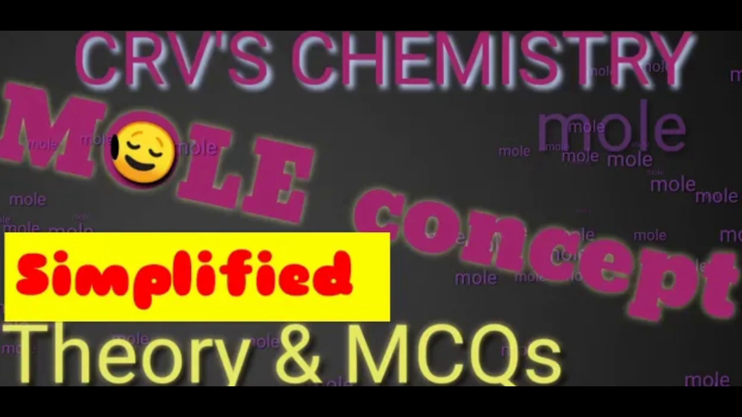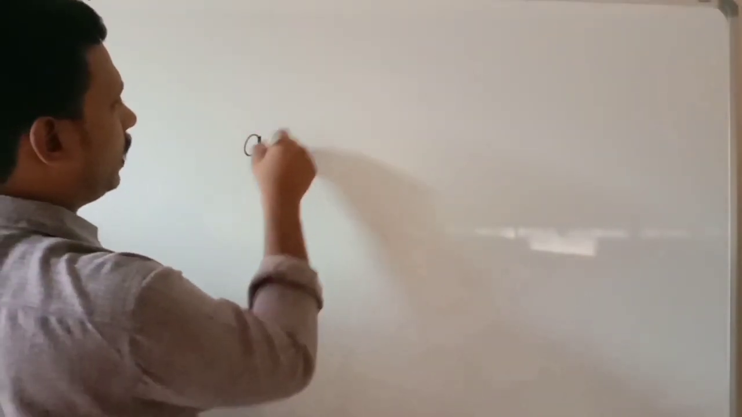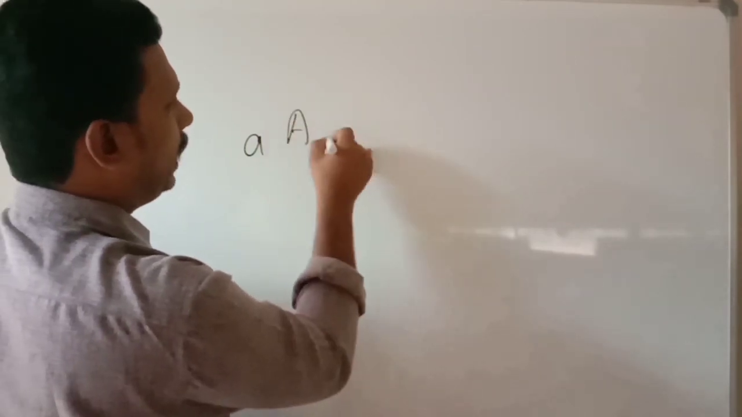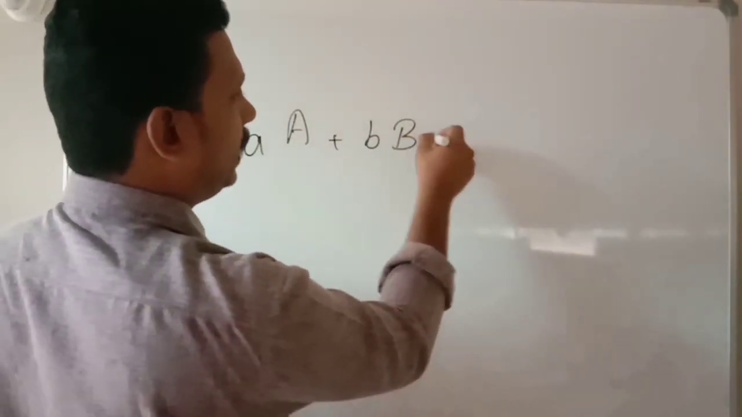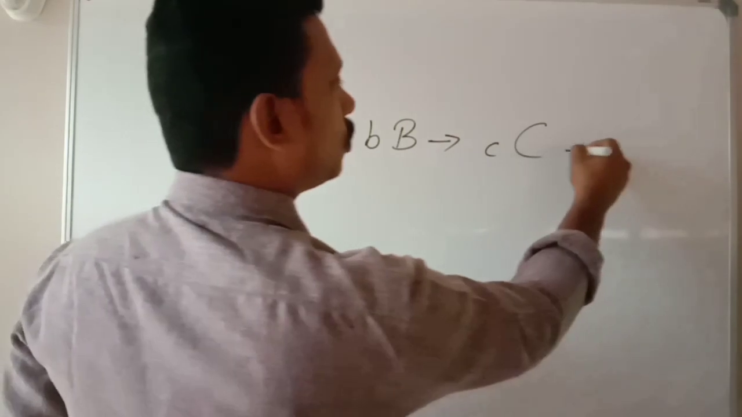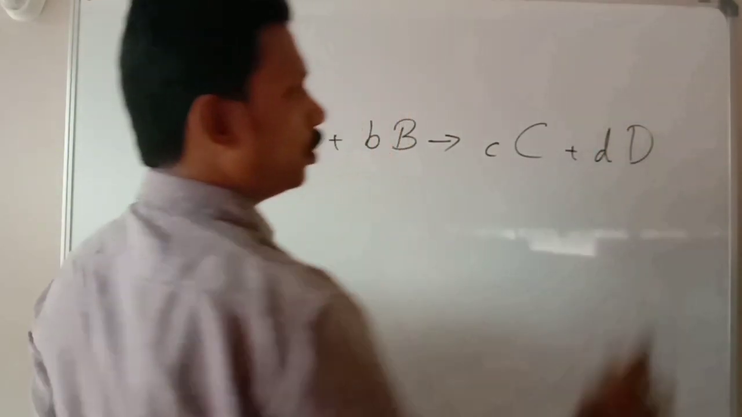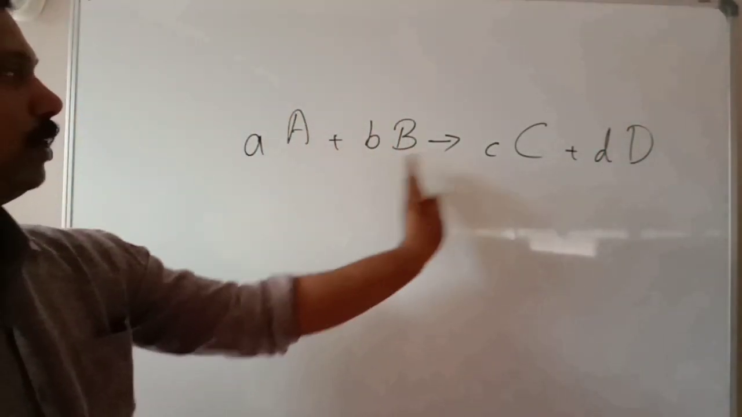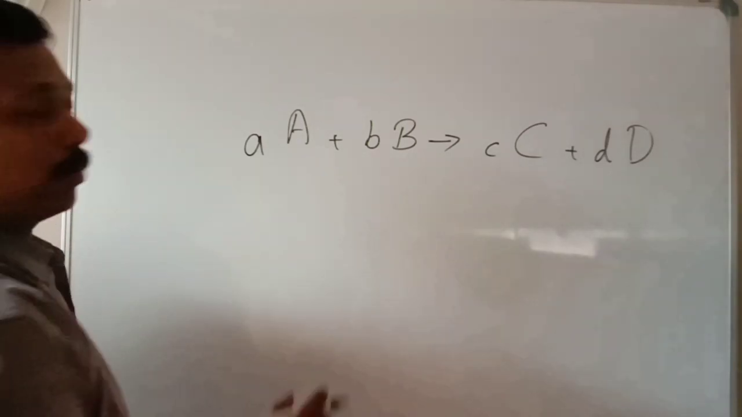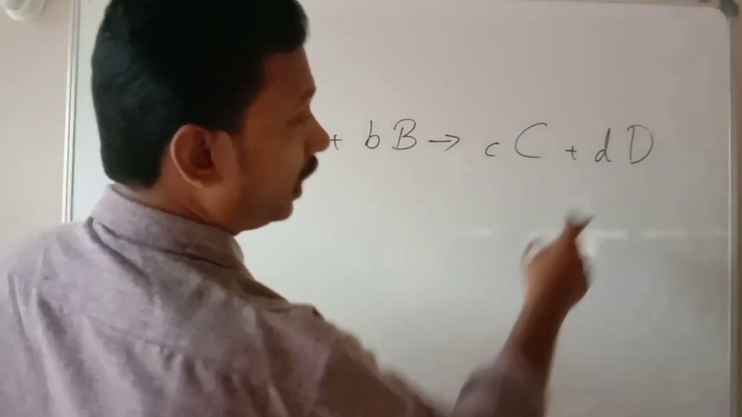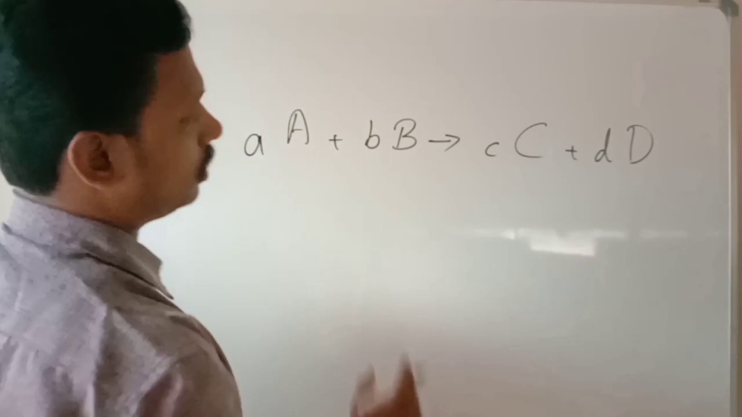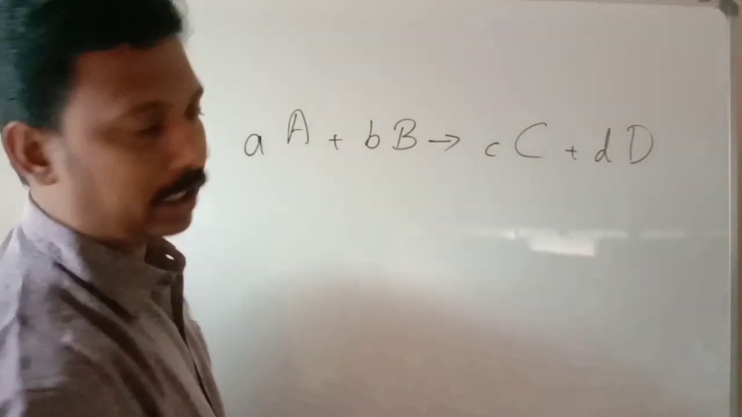Please watch that also. In this type of question, we consider a reaction of the type a moles of A plus b moles of B react to give c moles of C and d moles of D. Here A and B are the reactants, C and D are the products. These small letters a, b, c and d are the stoichiometric coefficients. And now this equation is a balanced equation.